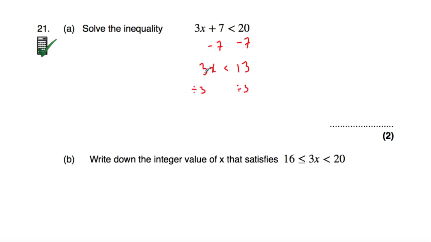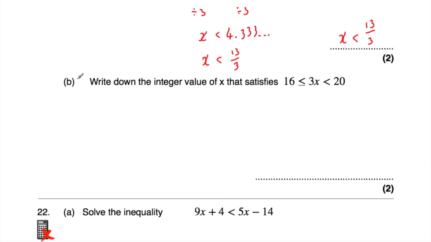So on the left hand side of the inequality, 3x divided by 3 is just x, and then 13 divided by 3 would be 4.333 and so on. Or you could write it as a fraction, you could write x is less than 13 over 3, and that's it. And I'm going to write it as a fraction, 13 thirds, and that's it.